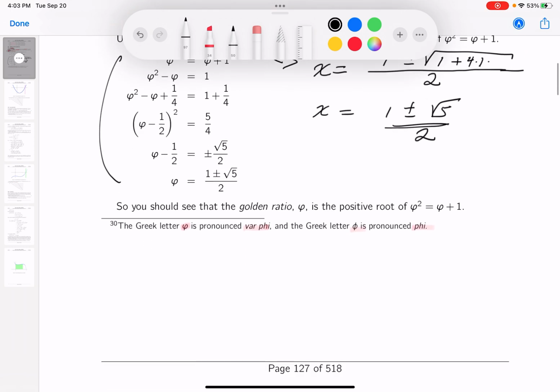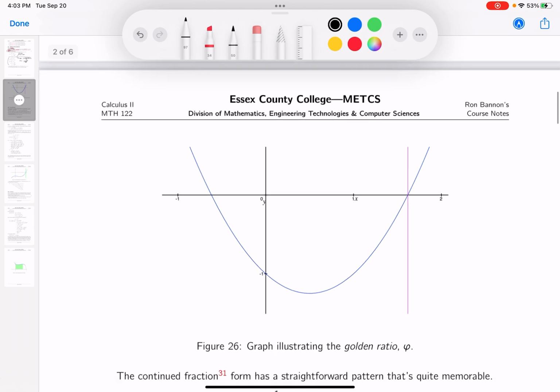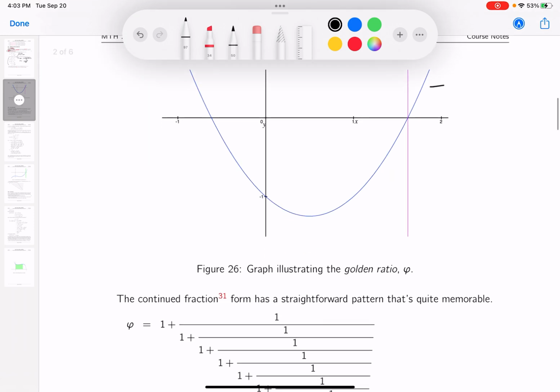All right, let's take a look at a picture. This is a picture of the graph. Let's write this down. This is the graph of y equals x squared minus x minus 1, and it has two roots. This is the root that we're concerned about, and this is the golden ratio over here, where x equals 1 plus root 5 over 2.